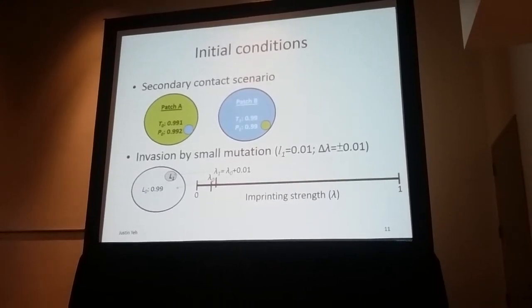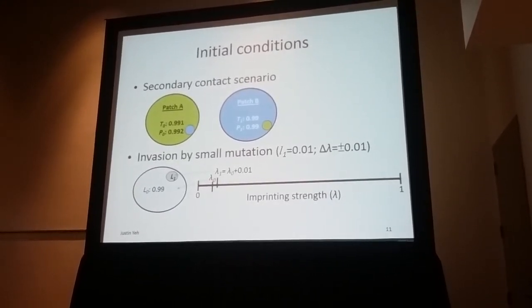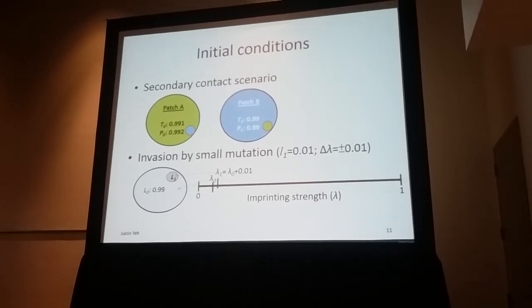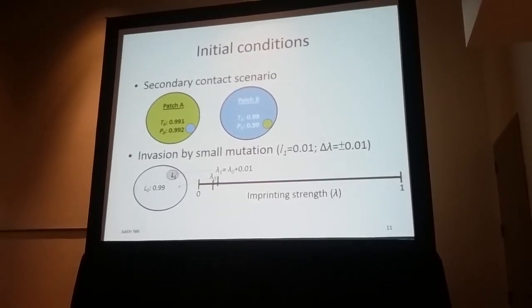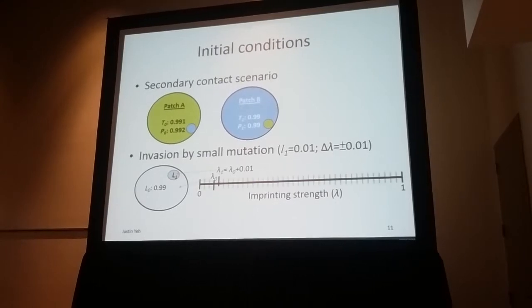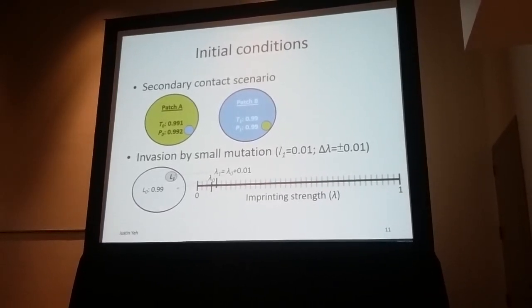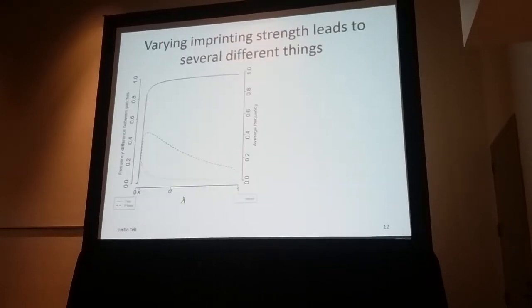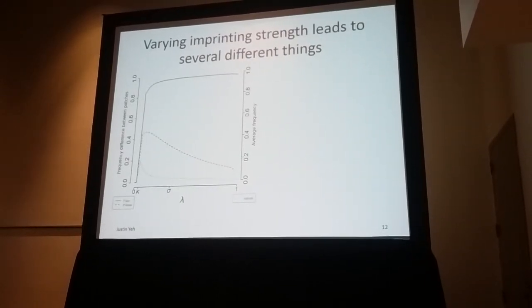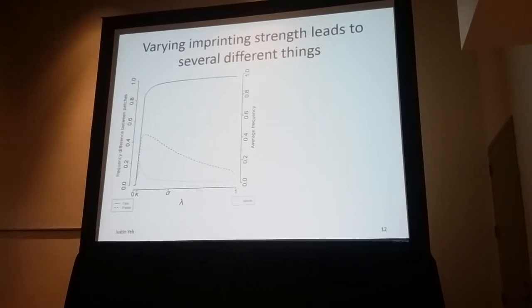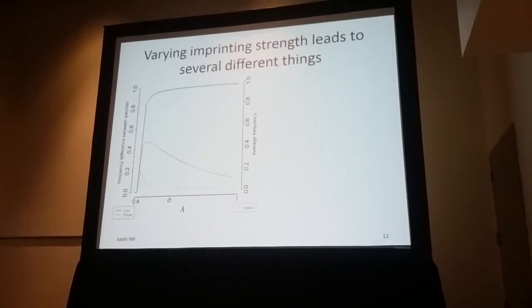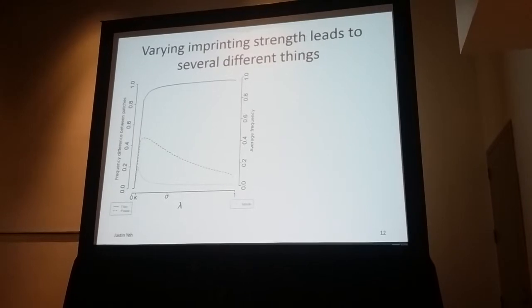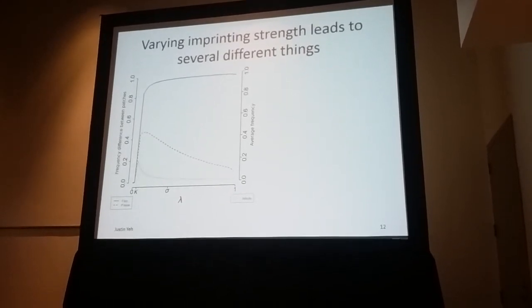And then I tested through the entire range of imprinting strength, 100 pairs of these residents and mutants at increments of 0.01, so that's all of them, and I tested invasion from both directions. So I'm essentially looking for the stable strategy that cannot be invaded by any mutants. So this is a representative slice of the results, and on the horizontal axis is the imprinting strength, and the y-axis are various measurements. I'll go through them one by one.